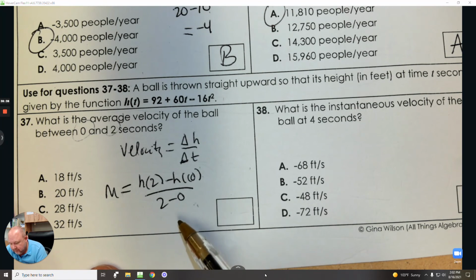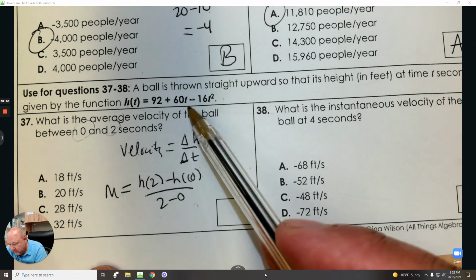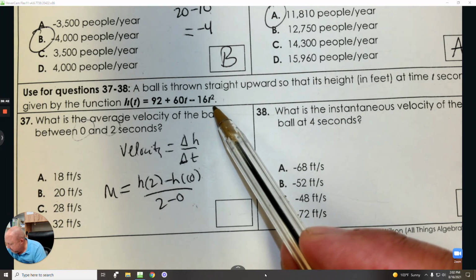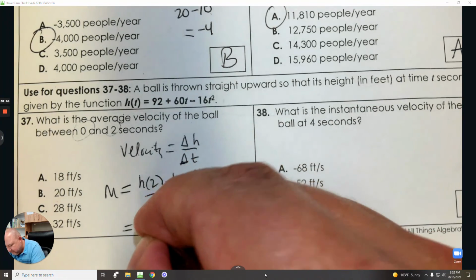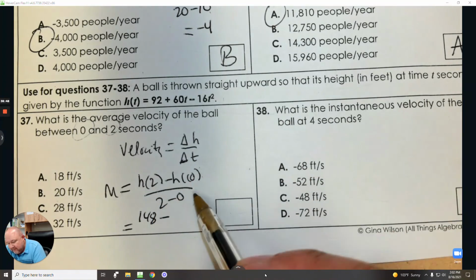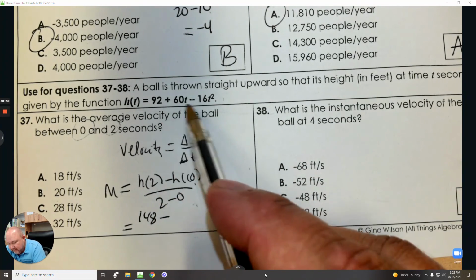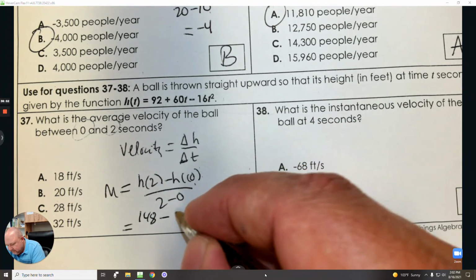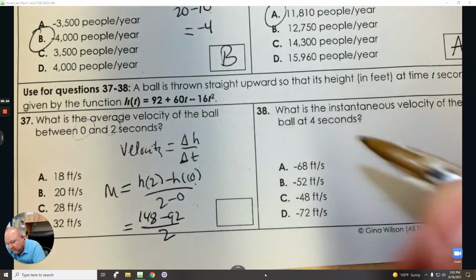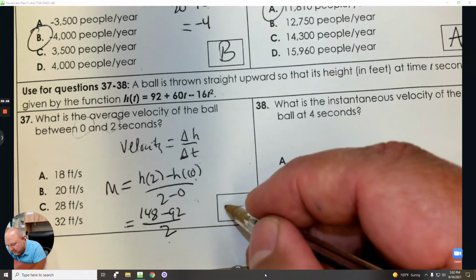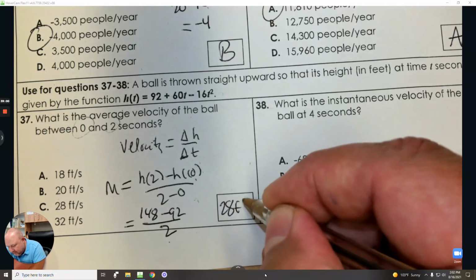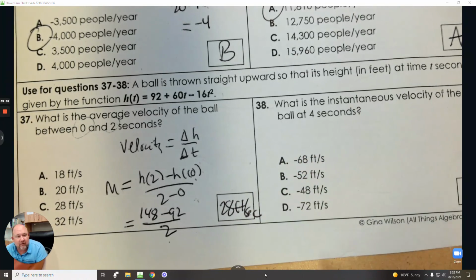Now I'm going to substitute in. If you substitute in 2 for t, you get 148. If I plug in 0, that's really easy. I get 92. And obviously 2 take away 0 is 2. Put this together, and the answer is 28, and it's feet per second. So the average velocity is 28 feet per second.